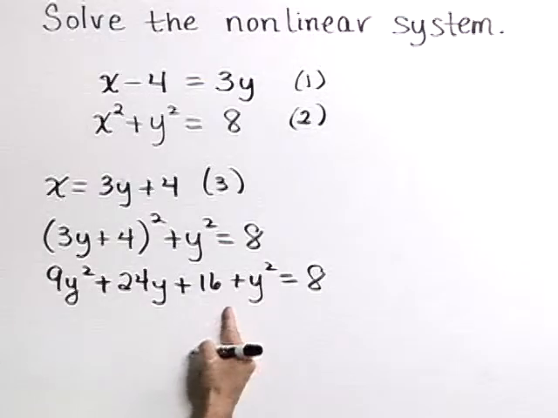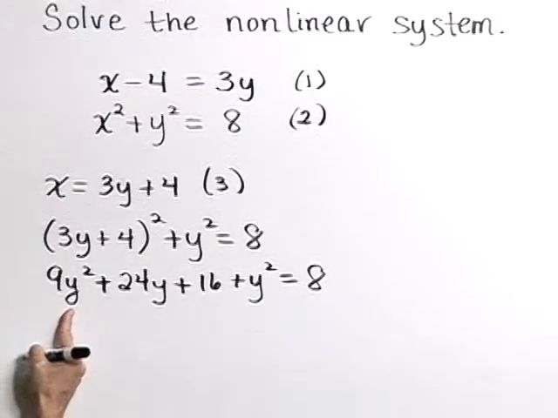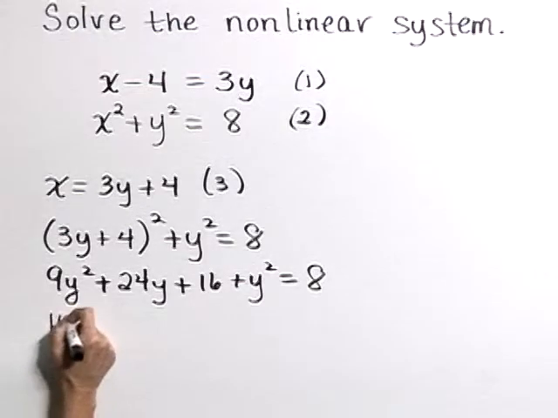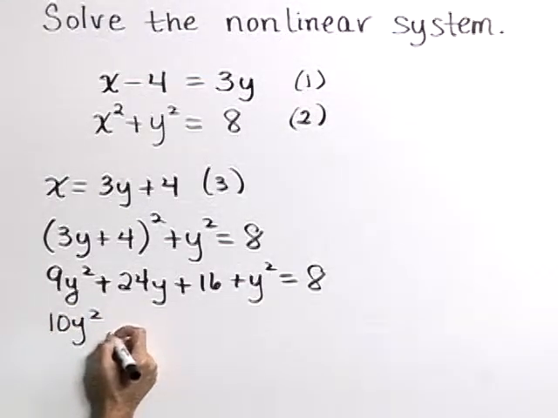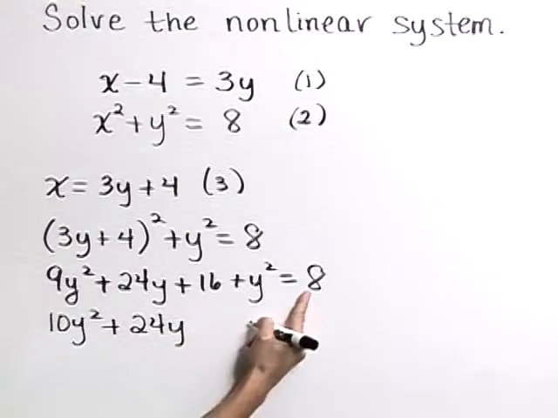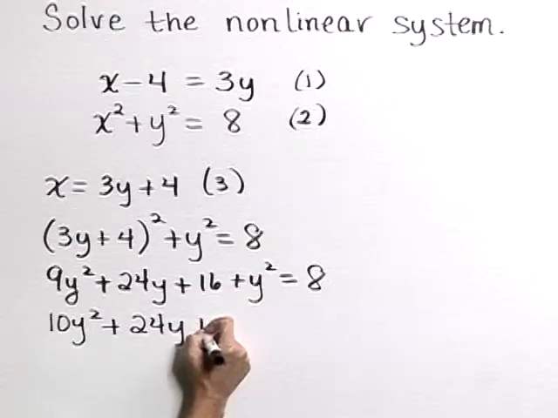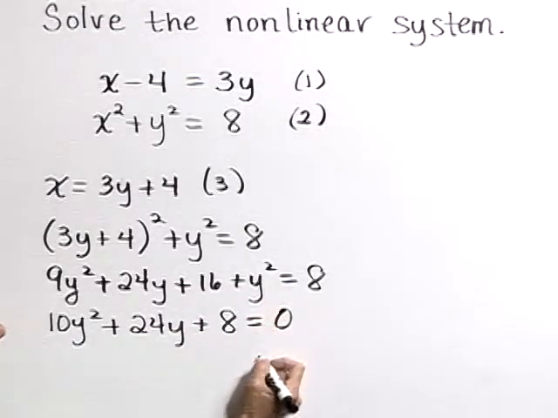Here we have a quadratic equation. Let's write it in standard form. Combine your y squared terms. This is a 10y squared plus 24y. Let's subtract that 8 from both sides. 16 minus 8 is 8. Now we have that set equal to 0.